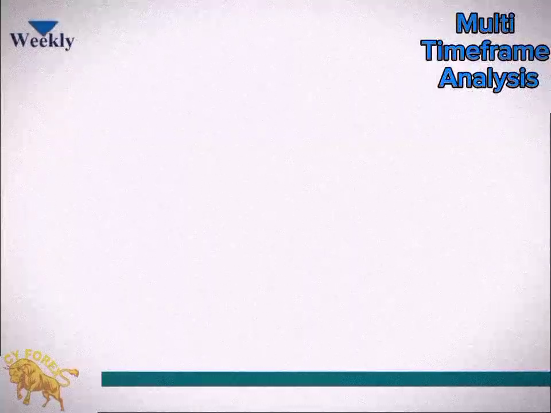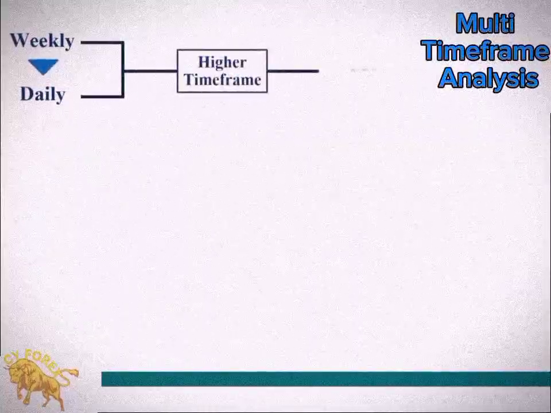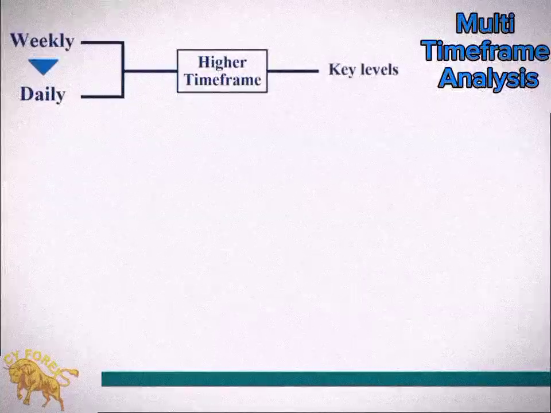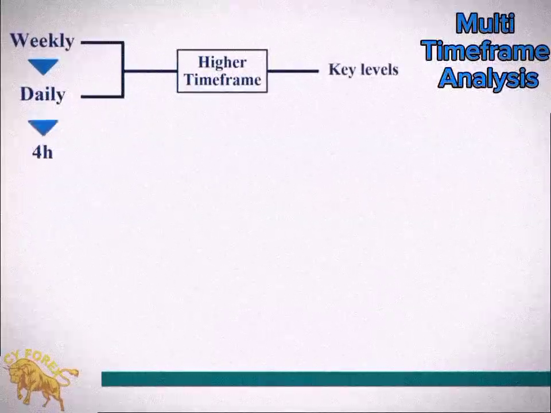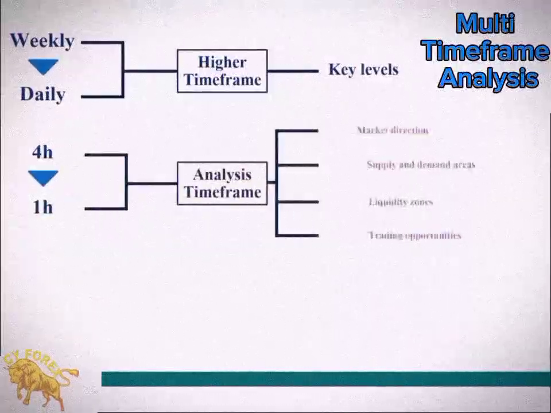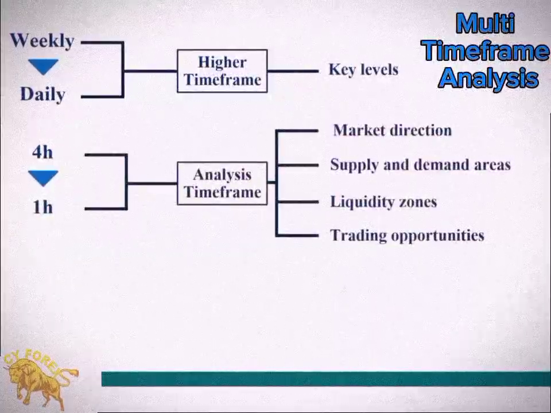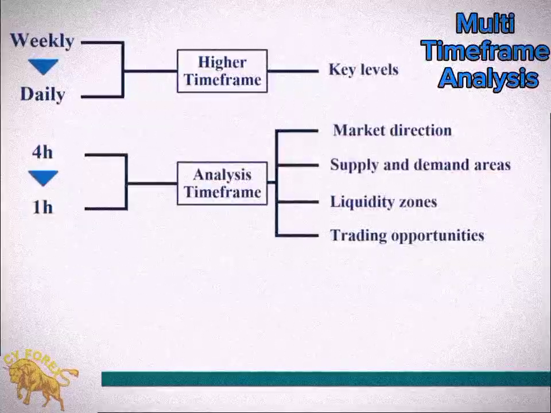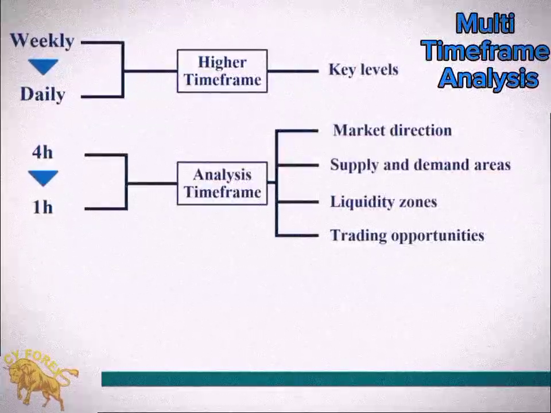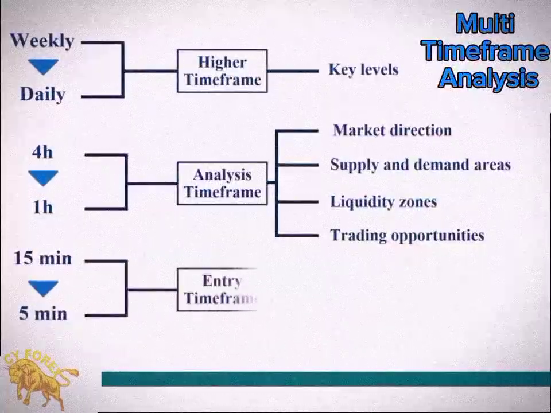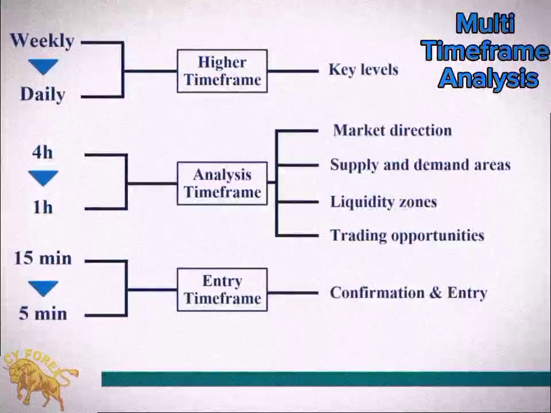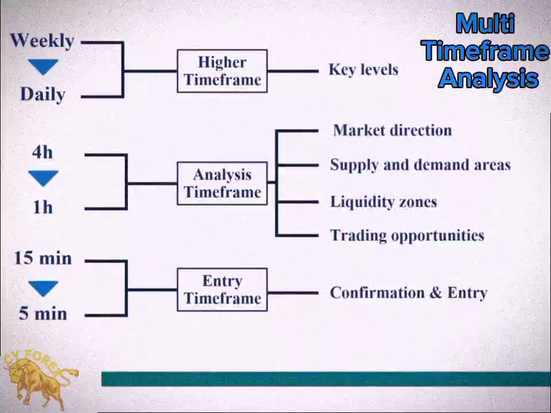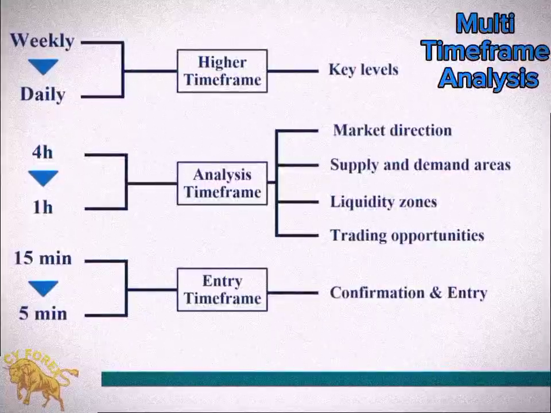Starting from higher time frames, first we have weekly and daily, which we only use to identify higher time frame key levels of the market structure. Second, we use 4 hours and 1 hour time frame to do most of the analysis, including identifying market direction, supply and demand areas, order blocks, liquidity zones, and trading opportunities. Third, we use 15 minutes and 5 minutes time frames if we needed more confirmations and entry reasons in lower details. Now let's apply these concepts on the real chart of multiple pairs to completely understand this technique.